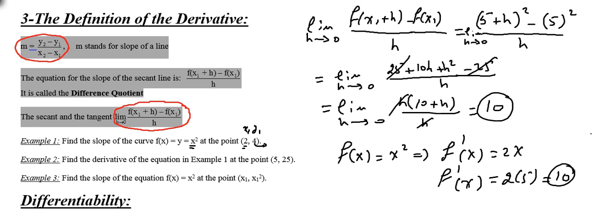And that's good. Let me start example 3 now. Example 3: find the slope of the curve at a general point. He gave us a general point, x1 squared. He didn't give us numerical points, right? So what we have to do is to substitute this.